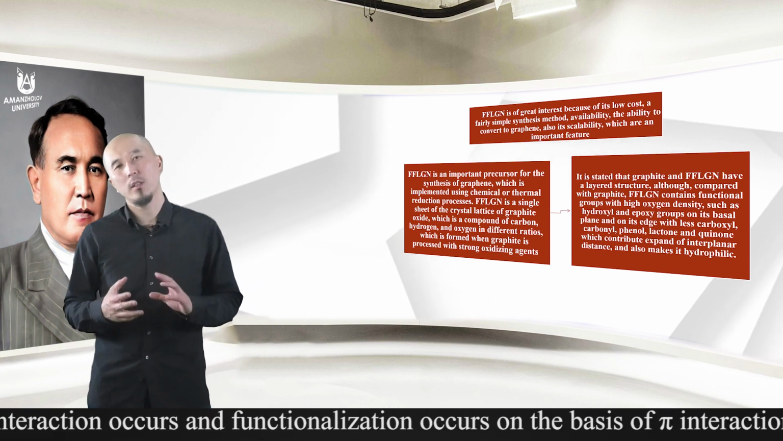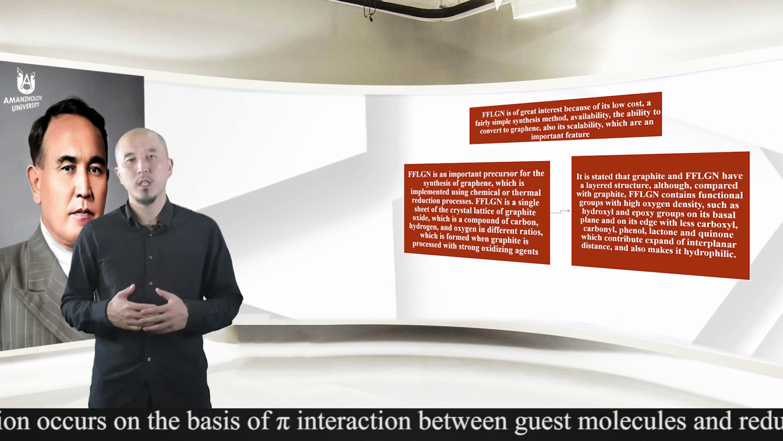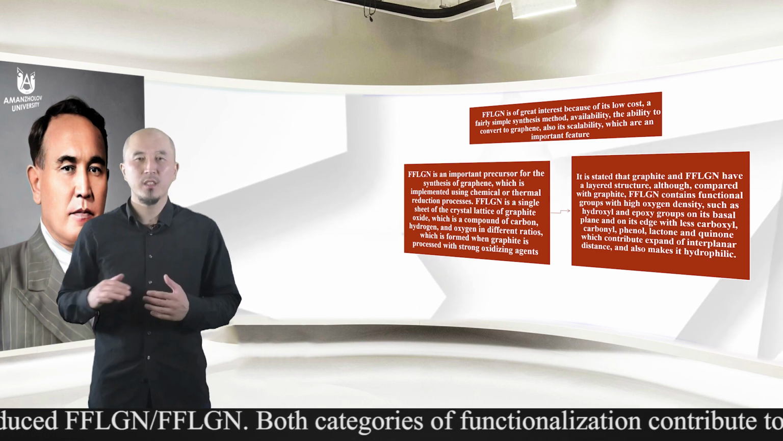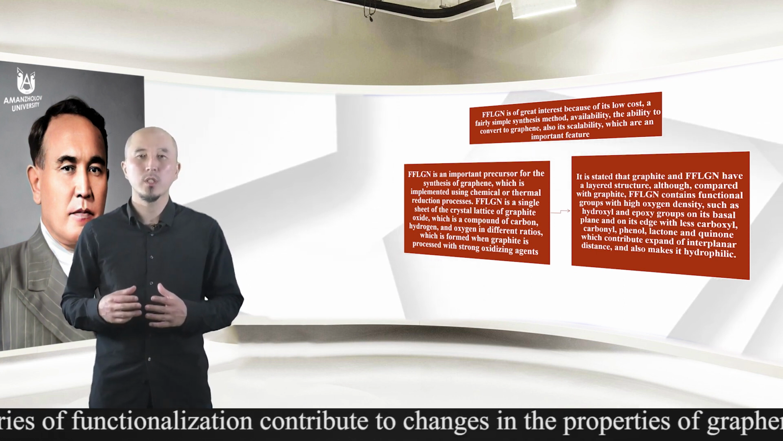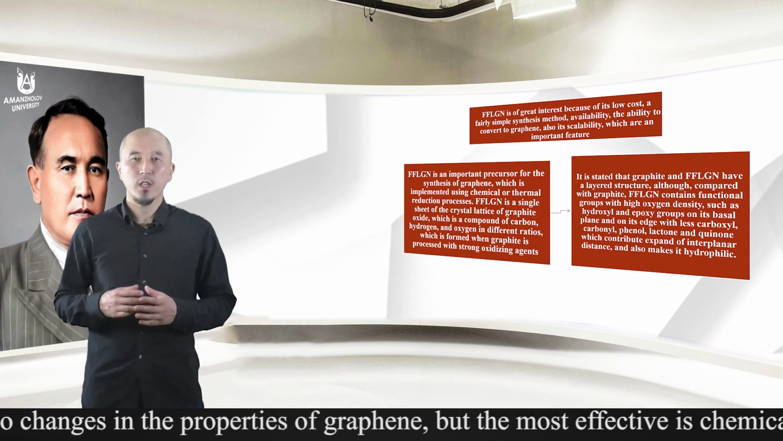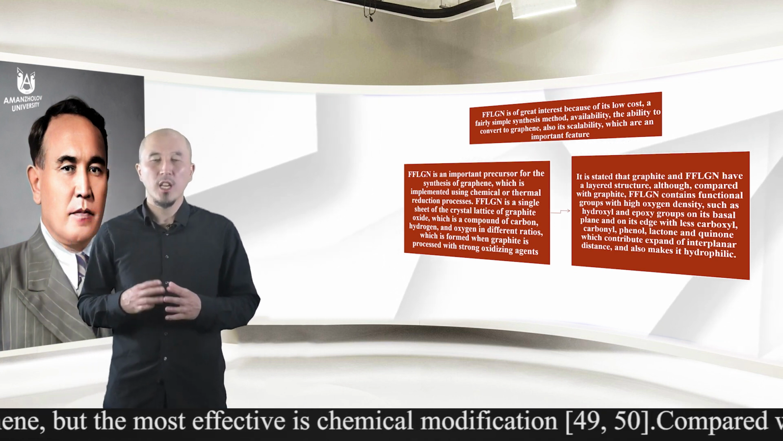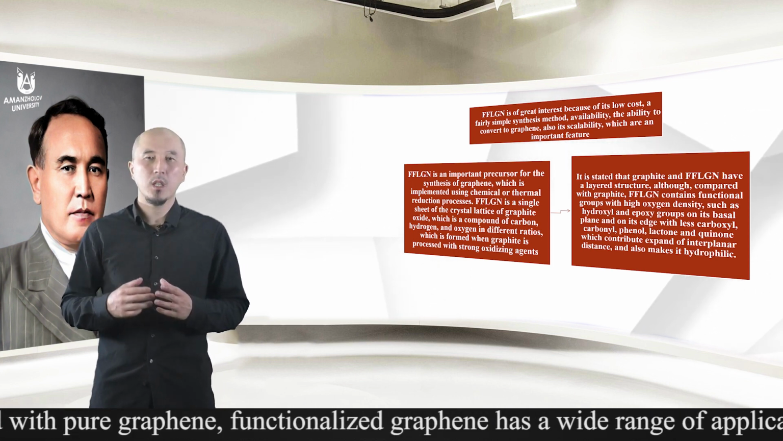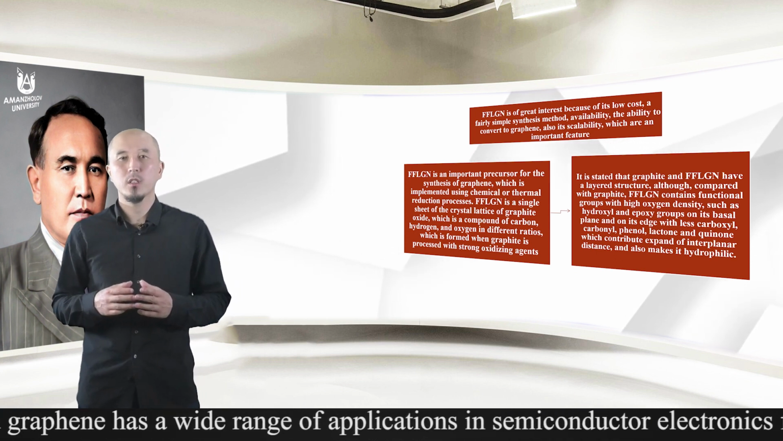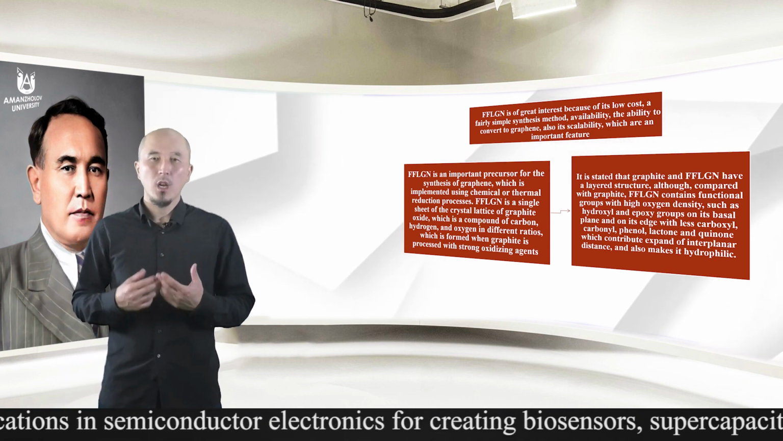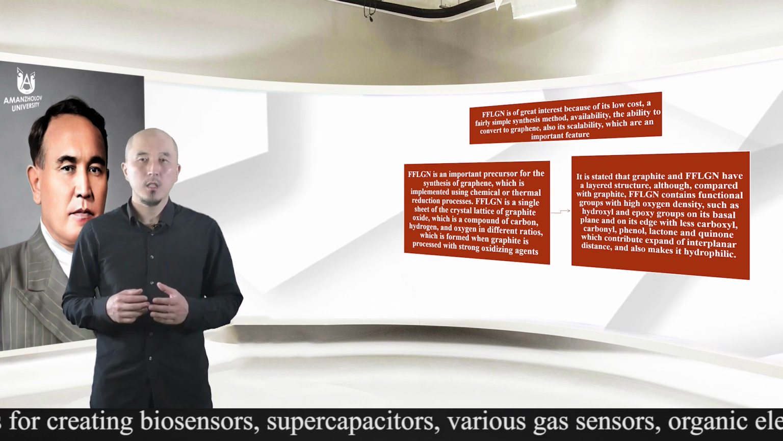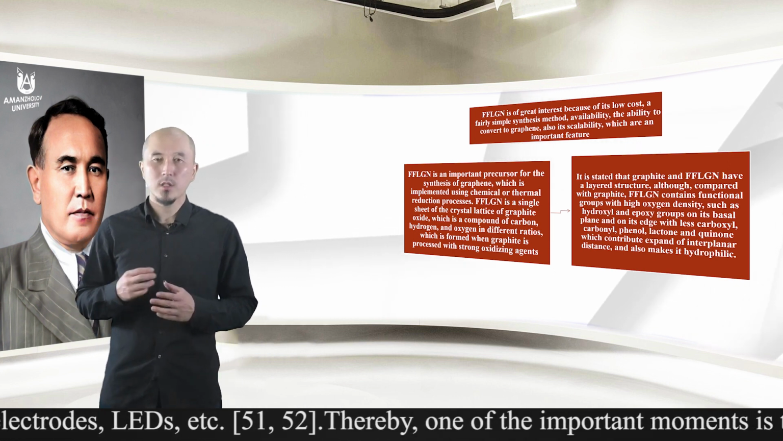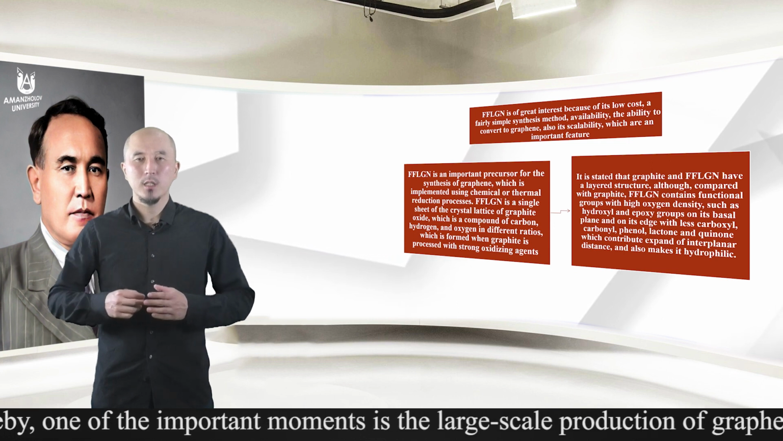In the case of non-chemical functionalization, mainly physical interaction occurs. And functionalization occurs on the basis of pi interaction between molecules and reduced FFLGN and FFLGN. Both categories of functionalization contribute to change in the properties of graphene, but the most effective is chemical modification. Compared with pure graphene, functionalized graphene has a wide range of applications: in semiconductors, electronics, for creating biosensors, supercapacitors, various gas sensors, organic electrodes, LEDs, etc.